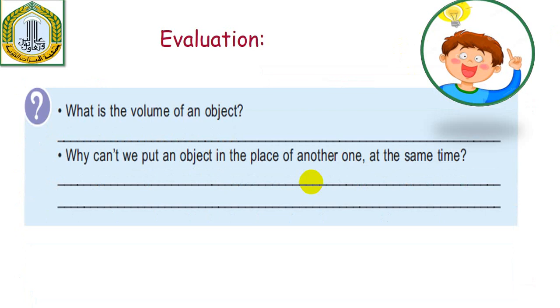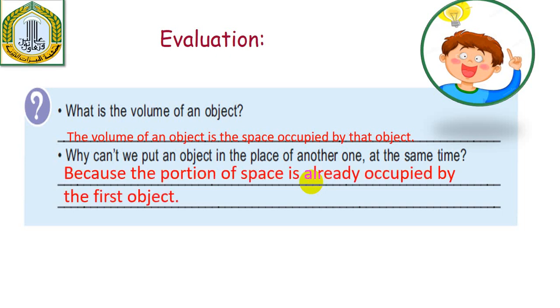Can you tell me now what is the volume of an object? Excellent. It's the space occupied by that object. And can you tell me why we can't put an object in the place of another one at the same time? You are wonderful. Because the portion of space is already occupied by the first object. I hope you understood it well.